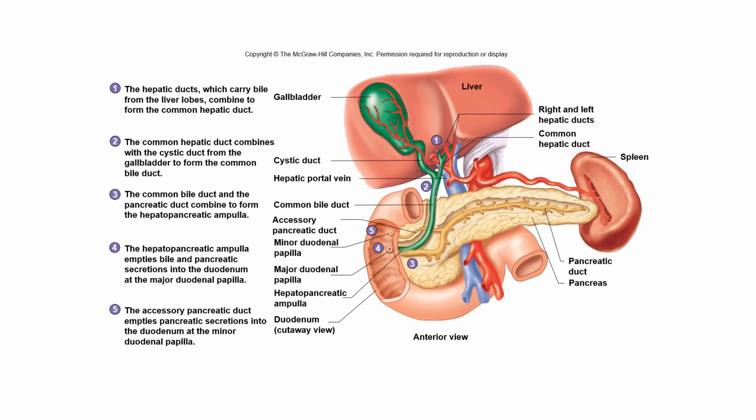The right and left hepatic ducts combine to make the common hepatic duct, which is going to take bile through the cystic duct into the gallbladder. The gallbladder stores and concentrates bile. When bile is needed for digestion of fats, bile will exit the gallbladder via the cystic duct, travel through the common bile duct, and be secreted into the duodenum.